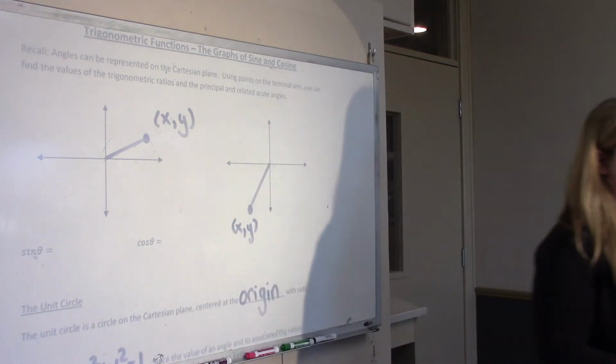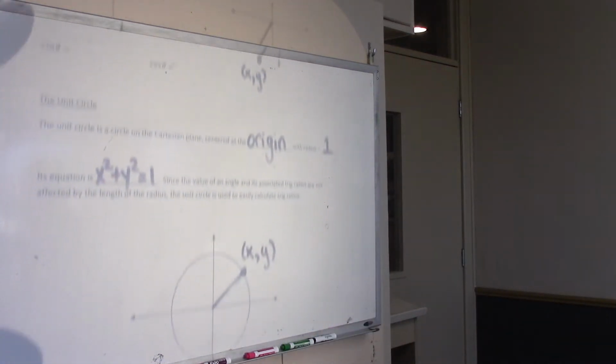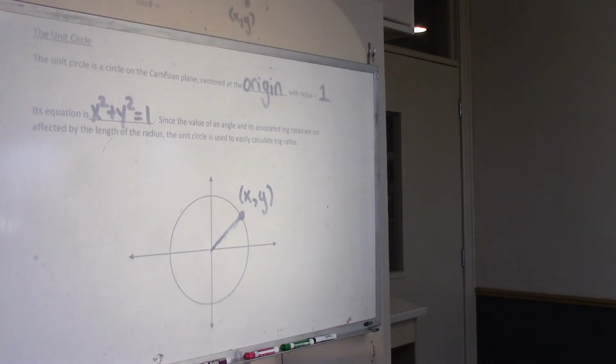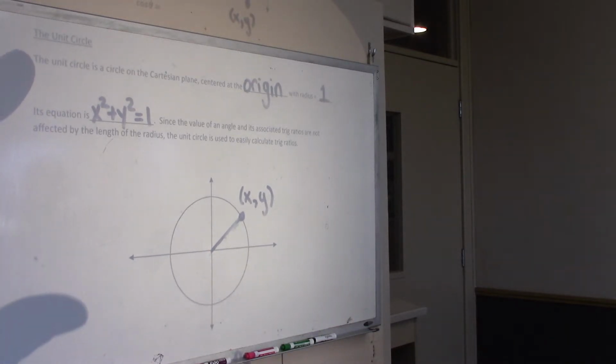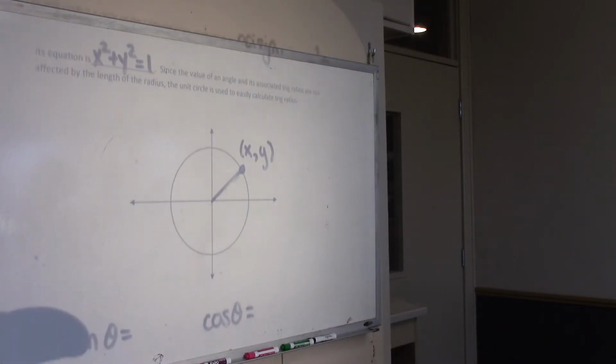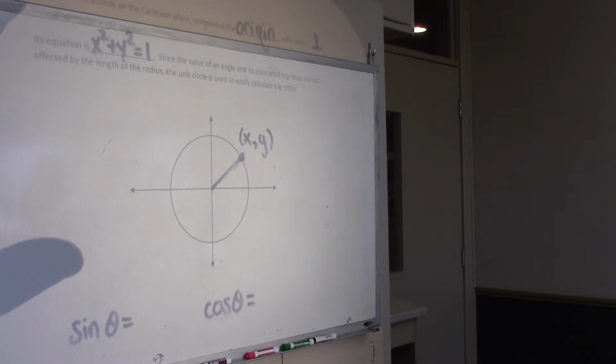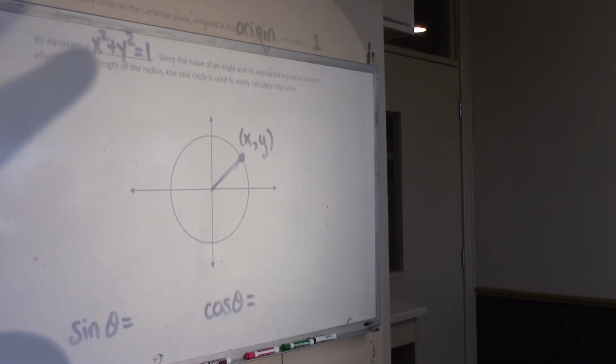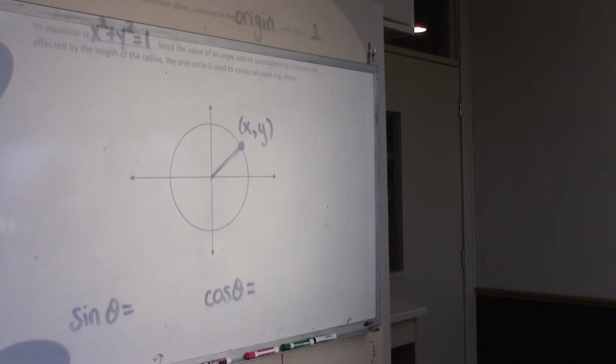All right, so then we get on to the unit circle, which is what we're going to be using in this to develop the sine curve. So you'll get down first, the unit circle is located on the Cartesian plane, centered at the origin with a radius of 1. Its equation is x squared plus y squared equals 1. Since the value of an angle and its associated trig ratios are not affected by the length of the radius, the unit circle is used to easily calculate trig ratios.